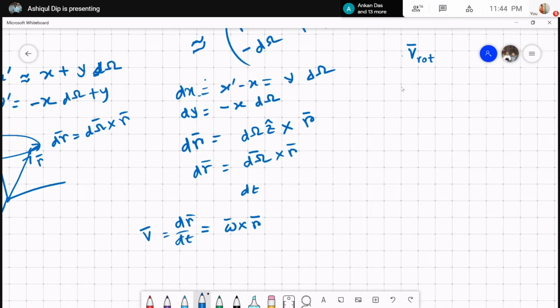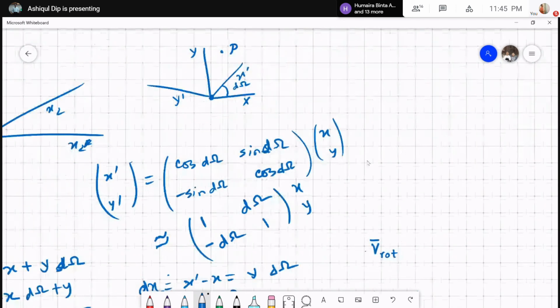Then due to only rotation, we already had v equals omega cross r. Then we fixed the total velocity seen by the fixed observer would be v plus v rot, right? Do you get what I'm saying? So that particle has its own movement, it has its own velocity.